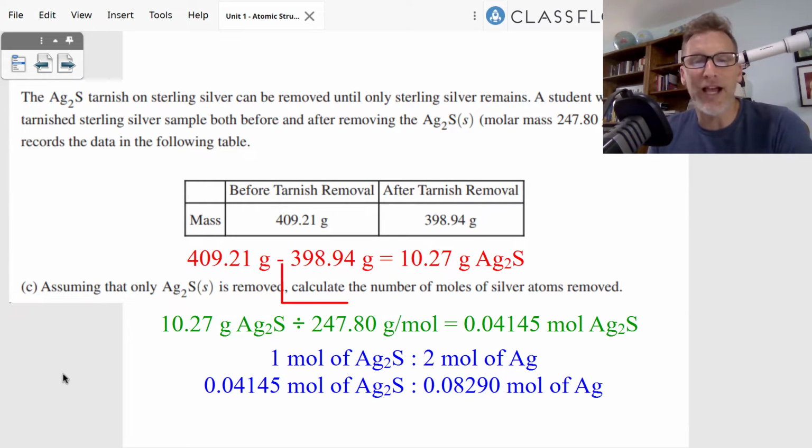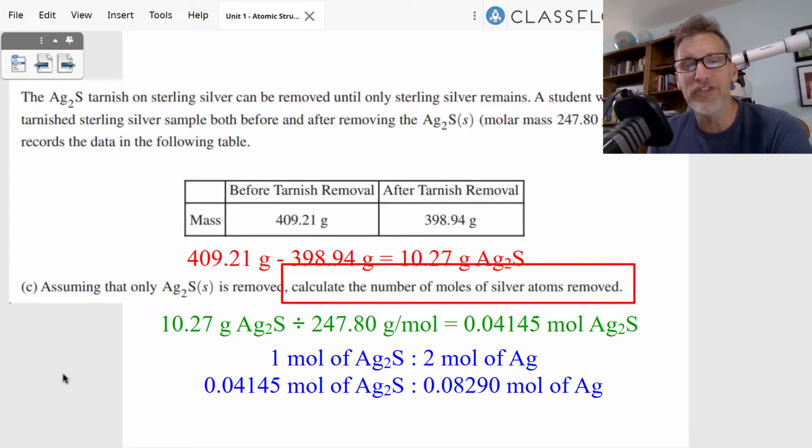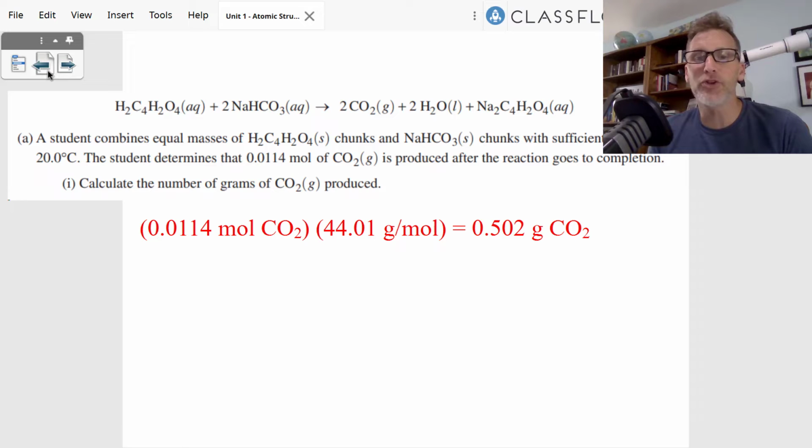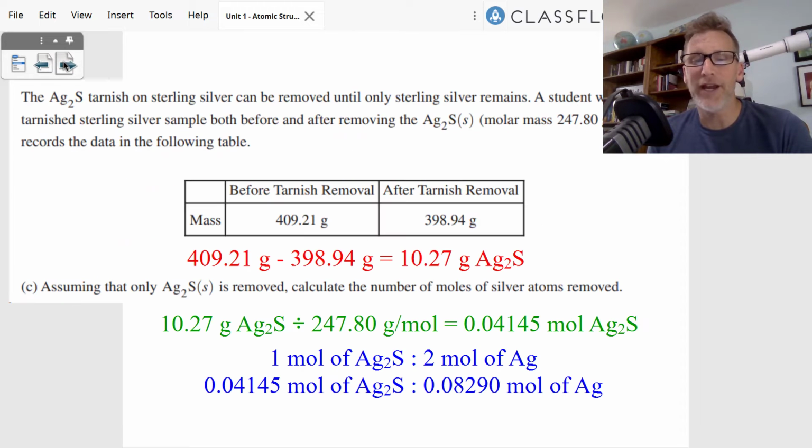But they asked us for calculating the number of moles of just the silver atoms, not the moles of the Ag2S. So we have to do a molar ratio. For every one Ag2S, we have two Ags. That's a 1 to 2 ratio. So if we have 0.04145 moles of Ag2S, that means we will have 0.08290 moles of Ag. So if you have moles, multiply by the molar mass to get grams. If you have grams, divide by the molar mass to get moles, and look to do a molar ratio step.